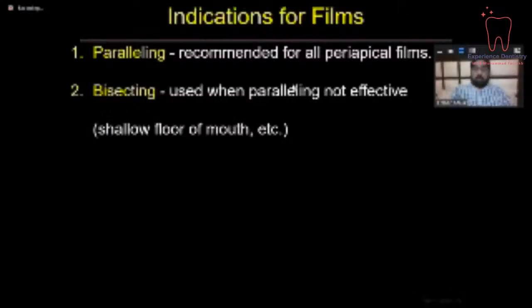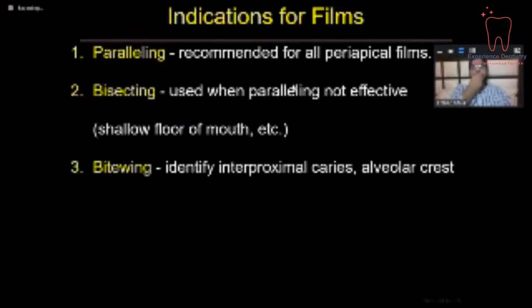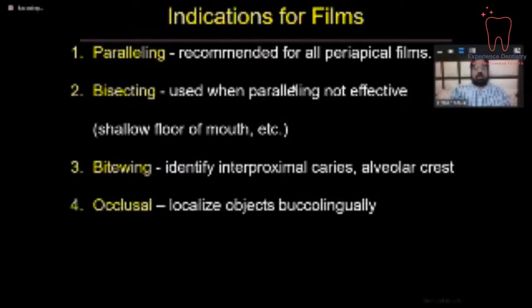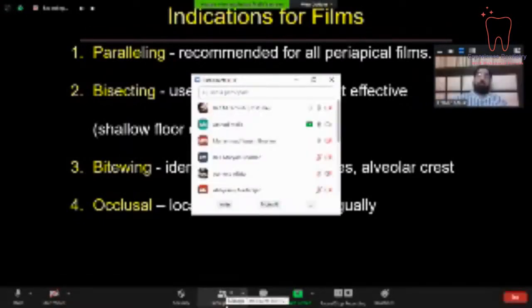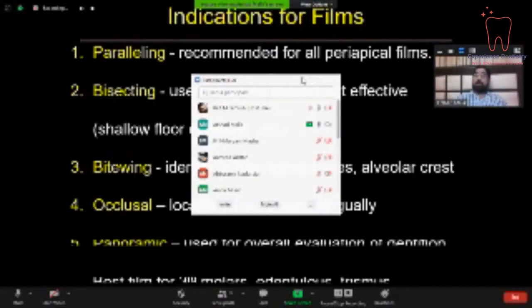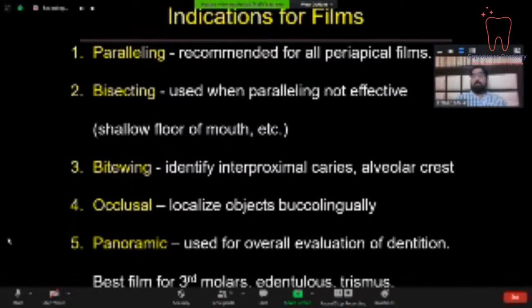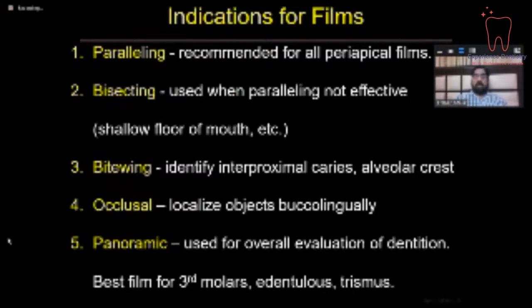The third is very important, and that is bitewing, which is basically for proximal caries and alveolar bone levels. The occlusal view is generally for the buccal-lingual version of getting the occlusal identity of the disease. Then is the panoramic view, the wonderful radiographic overall evaluation of the dentition, and best for the third molar, edentulous and crestal patients. And that is all the films which we are using, and that is the indication of the film.